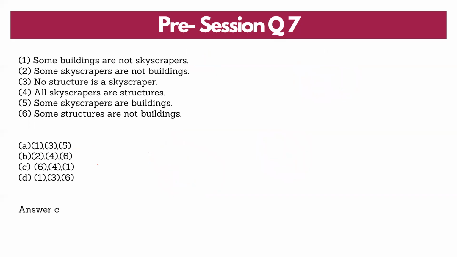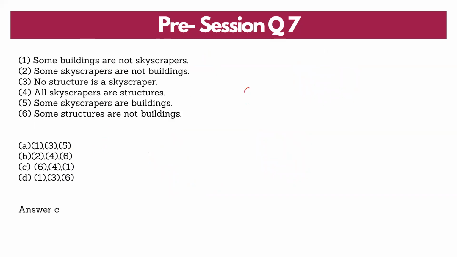Now just look at, for example, this question. Once again, don't start drawing the diagram, because some buildings are not skyscrapers. It is difficult to draw the diagram of not. You can, but it's very difficult to think. So what we will do is we will simply start off with the options. Let us start with option number A.